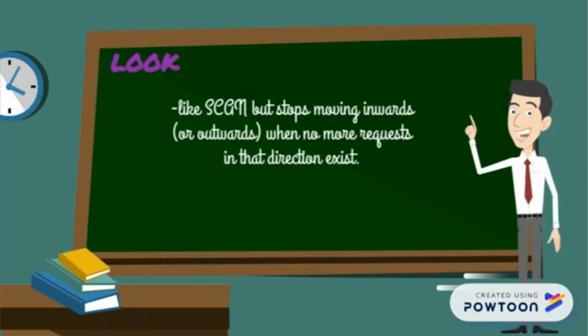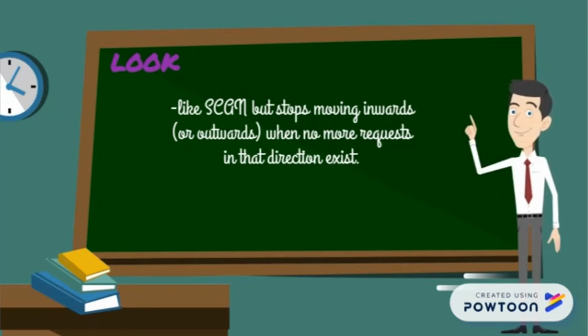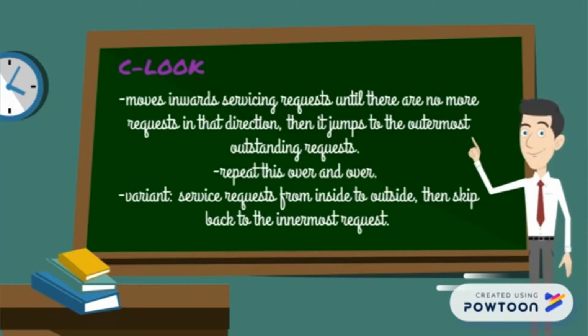LOOK. Like SCAN, but it stops moving inward or outward when no more requests in that direction exist. C-LOOK moves inward servicing requests until there are no more requests in that direction, then it jumps to the outermost outstanding request. Repeat this over and over. Variant: service requests from inside to outside, then skip back to the innermost request.